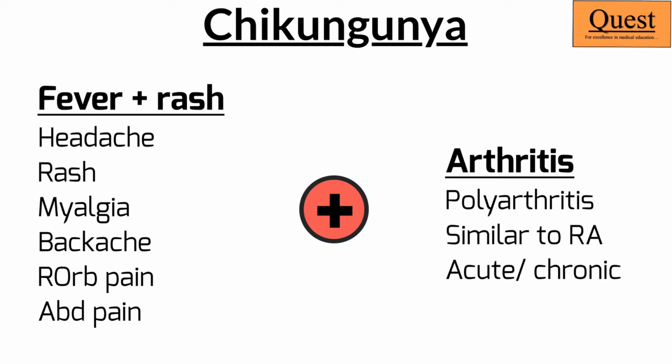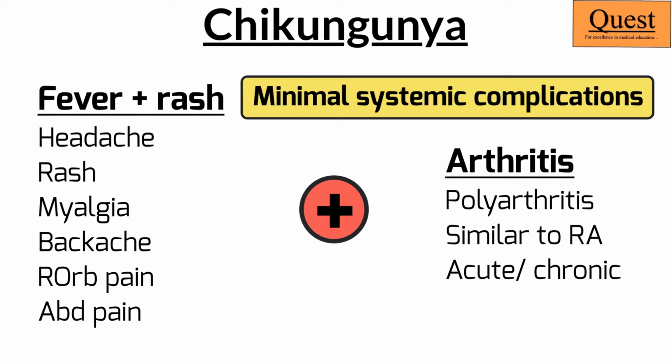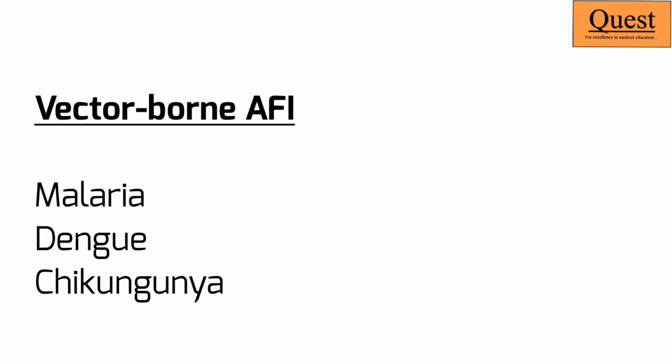This arthritis is very often in the small joints of the hands but can involve multiple large joints as well. And not only is this arthritis in the acute stage of fever, it can last later on chronically for months or sometimes for years together. Now the good news with chikungunya is that systemic involvement and complications are much less likely than with dengue or with malaria.